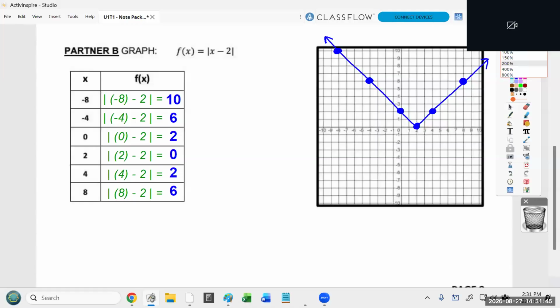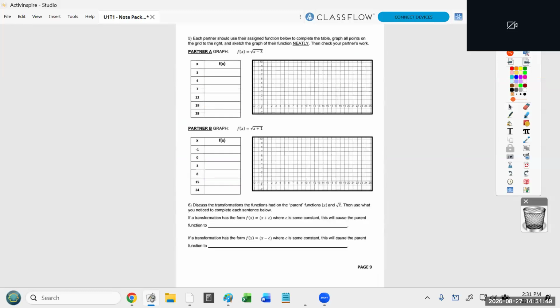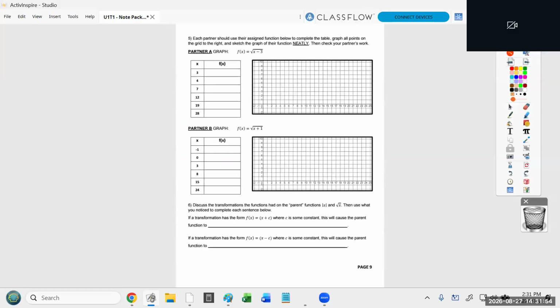All right, so neither class got to the point of being able to complete the next 2 pages, but I will include the answer key to those 2 pages on the Canvas notes.